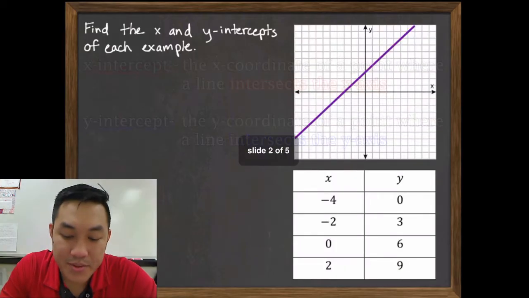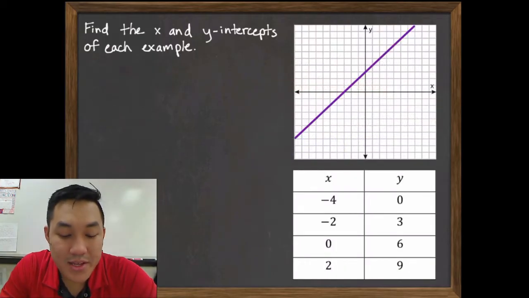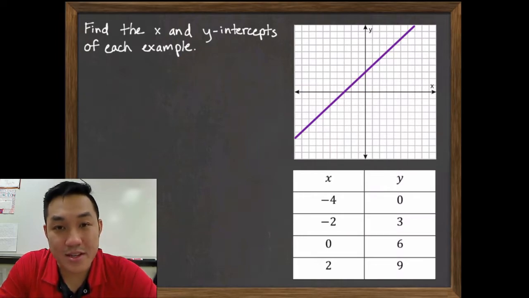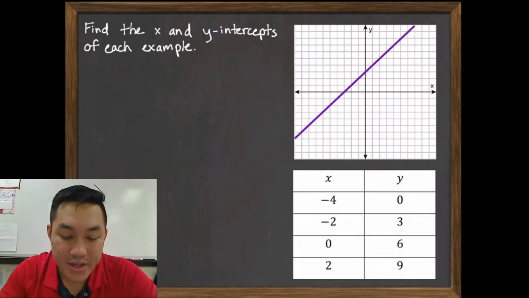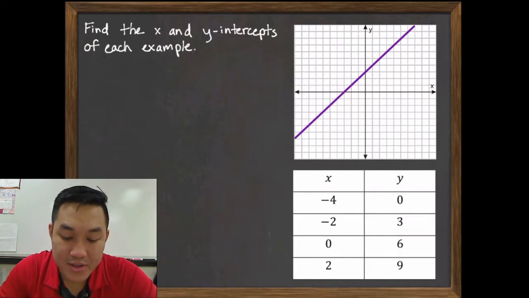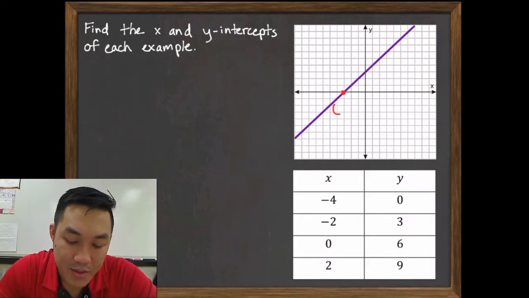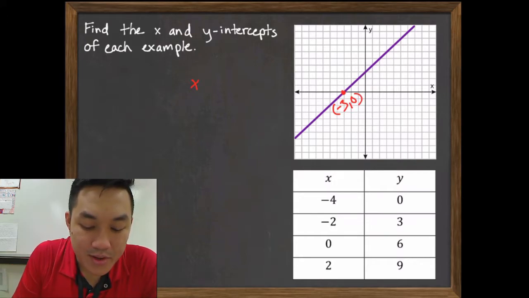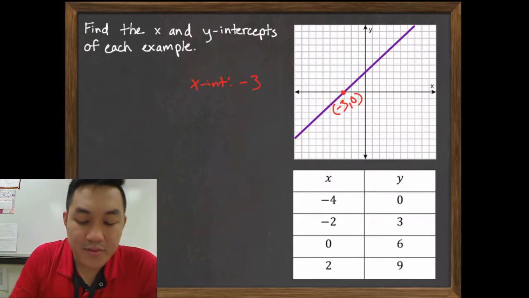So let's look at some examples. This says to find the x and y intercepts of each example. I've got a graph and I've got a table. By definition, if I want to find x-intercepts, it is where it crosses the x-axis. So if I look at the graph, I see where it crosses the x, that point right here. What point value is that? That's going to be -3, 0. So for this first example, your x-intercept is -3.